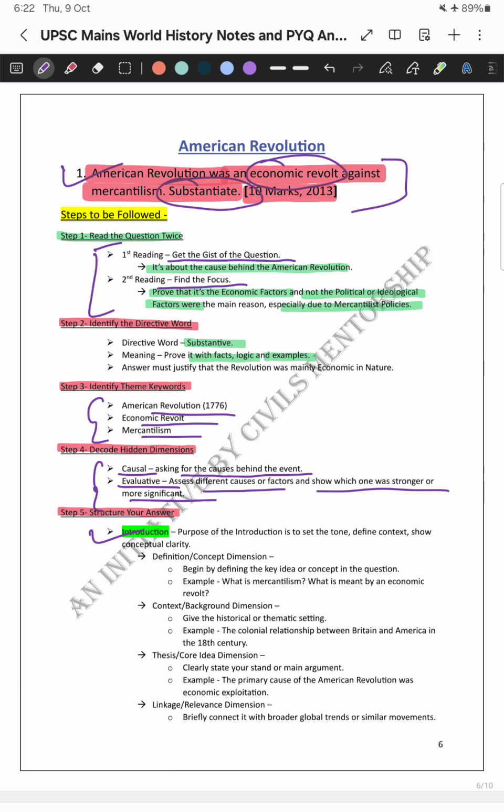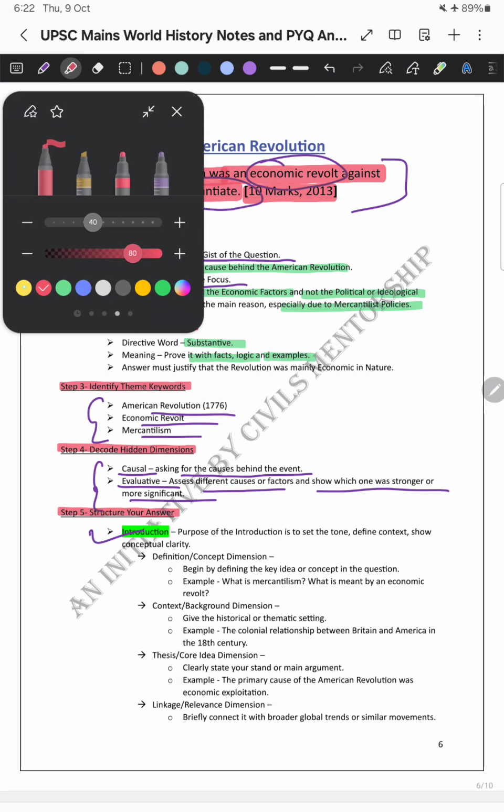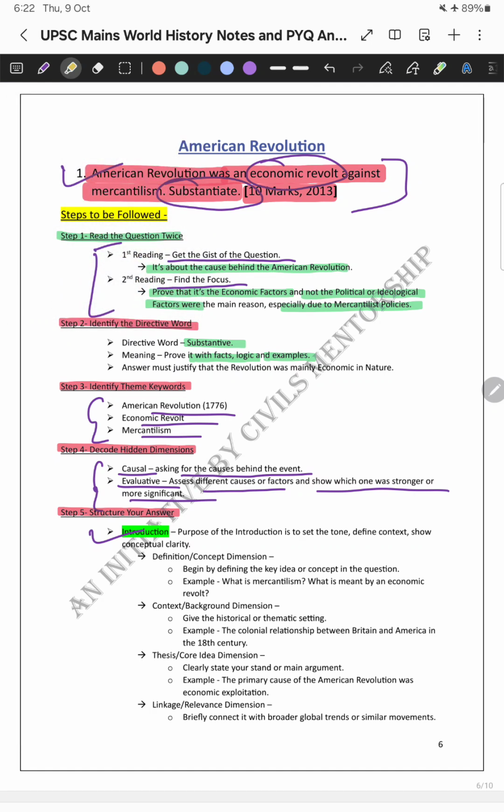Now let's go into each one of them. Suppose we start with the introduction. What is the major purpose of the introduction? The purpose of the introduction is to set the tone, define the context or show conceptual clarity. This means in the introduction, you are simply setting up the context based on which you will write your answer. That's it. That is the task of the introduction.